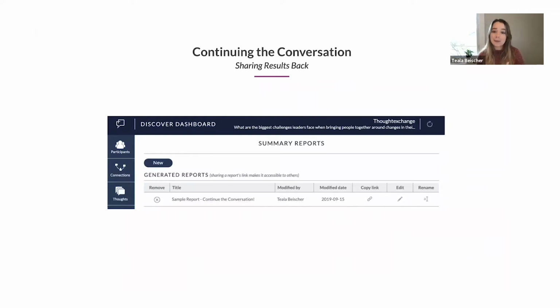So the second part of continuing the conversation is to create a published report and share that back with your community. It's important to share these results back so that they directly engage with them and feel connection to the action that you're going to drive because of the conversation. There's a tool built into Thoughtexchange to make this really easy for you. It's called Publish or Summary Reports, and you'll find it in your Discover dashboard. All you do is head to your dashboard, click on Publish, and then click on New, and you have the opportunity to customize the text for your report.